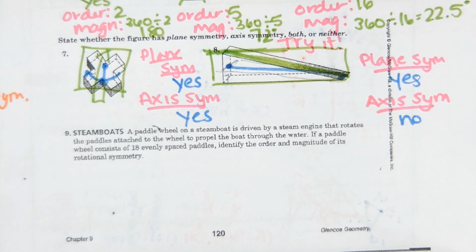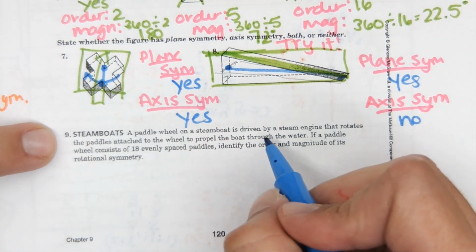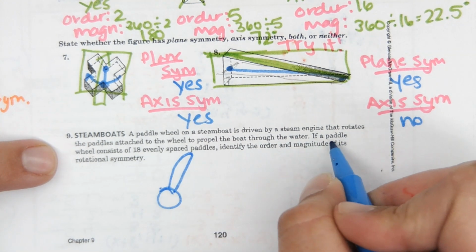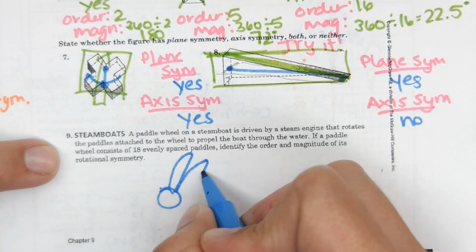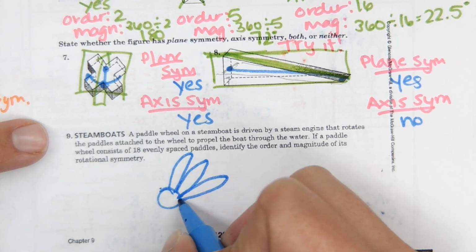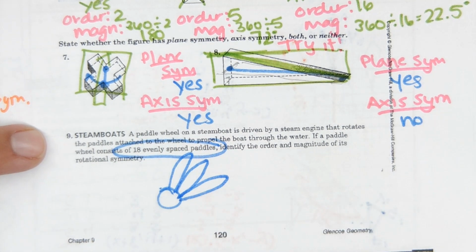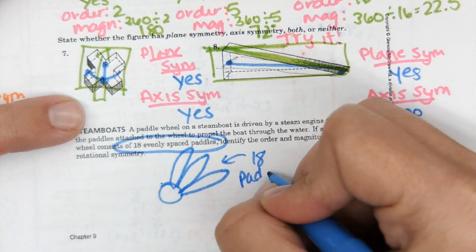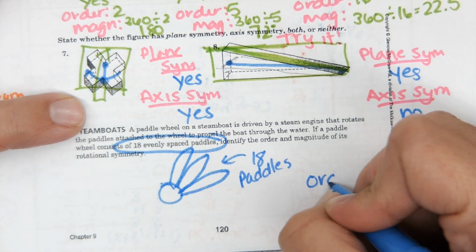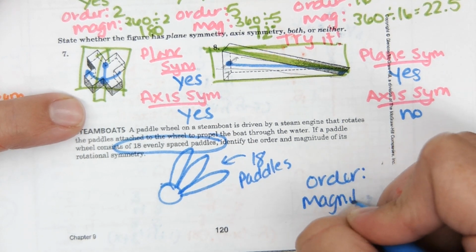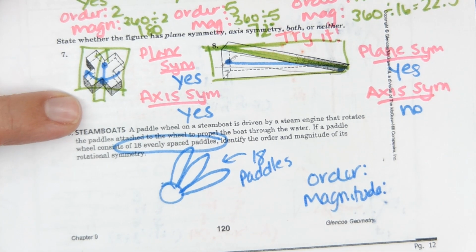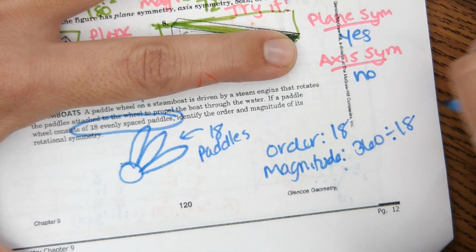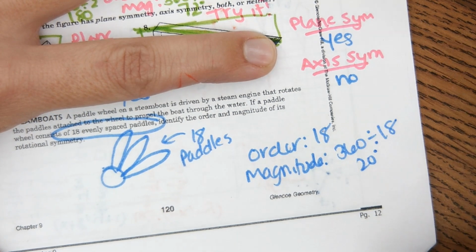And then number 9, a word problem. A paddle wheel on a steamboat is driven by a steam engine that rotates paddles attached to a wheel propeller. So like paddles, cool. If a paddle wheel contains 18 evenly spaced paddles, 18 of these, then we're asked for the order and magnitude. So the order would be 18, and then 360 divided by 18 would be 20 degrees.